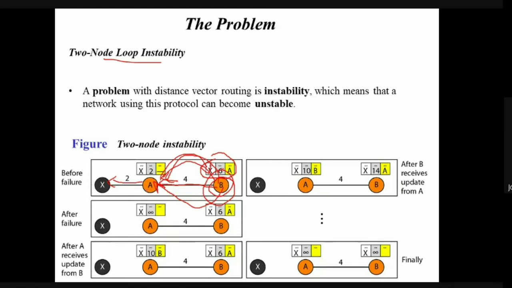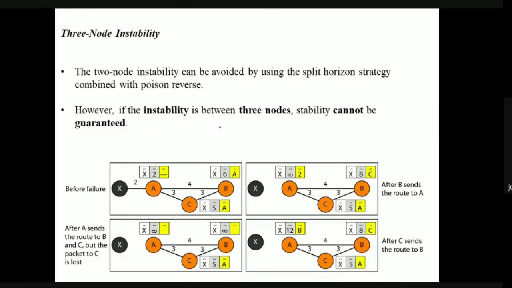Okay. So we get the problem only if A is using the information from B. If B can tell A not to use this information because it got it from A, then there is a chance for A and B not to go into the count to infinity problem. This is how we provide a solution for the count to infinity problem when we are employing two nodes. Okay, the next thing is three node instability.